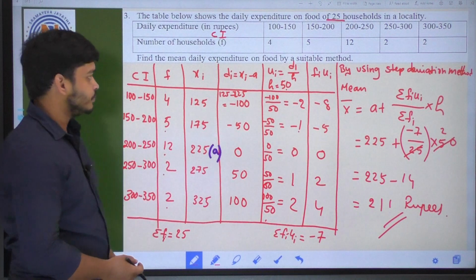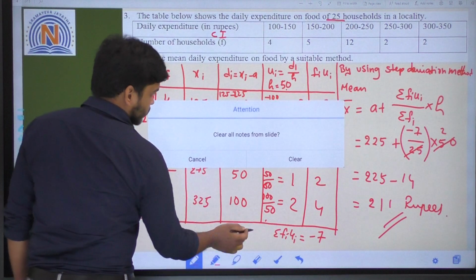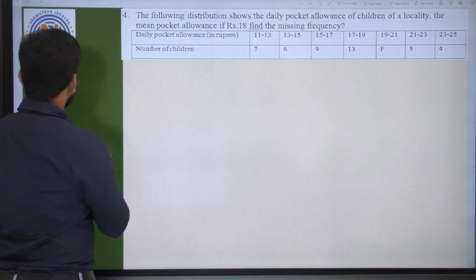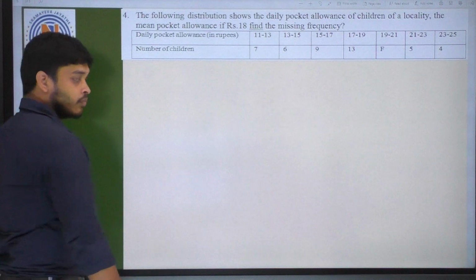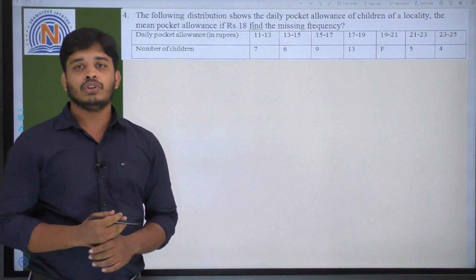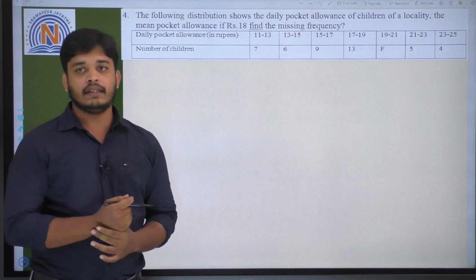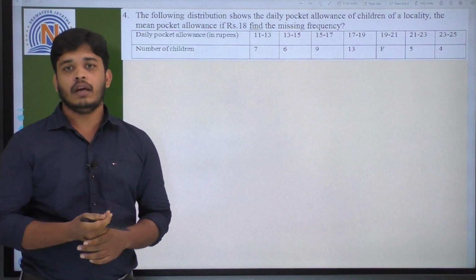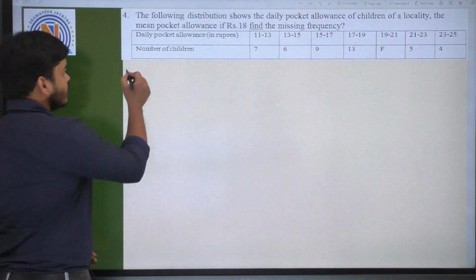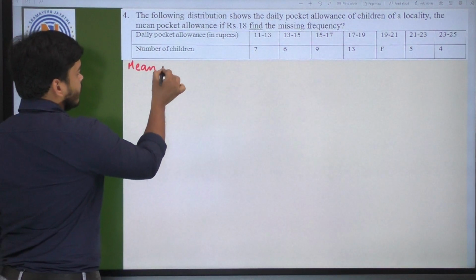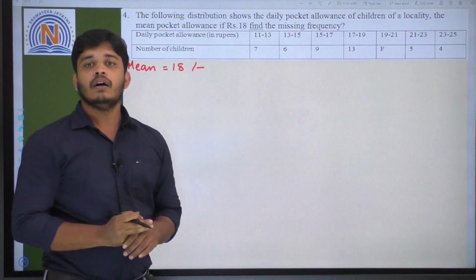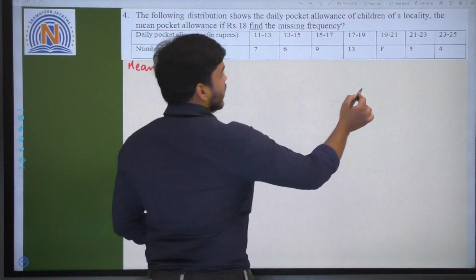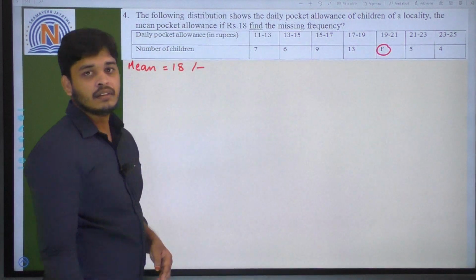Now the next one is: the following distribution shows the daily pocket allowances of the children of a locality. The mean pocket allowance is 18 rupees. The mean is given, mean is equal to 18 rupees. So find the missing frequency. We need to calculate the f value.